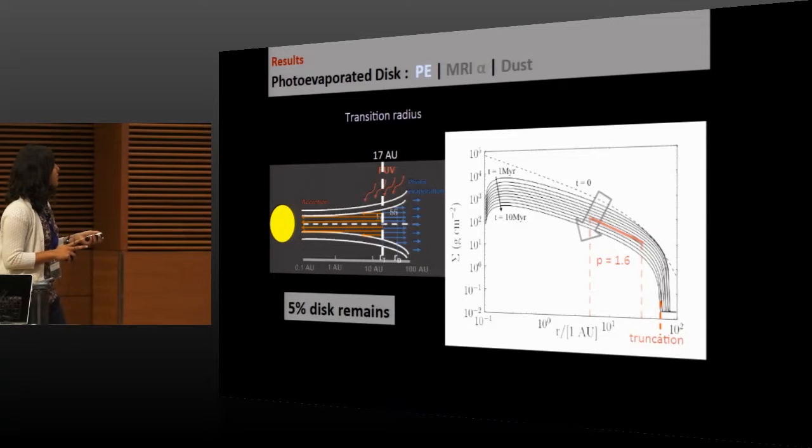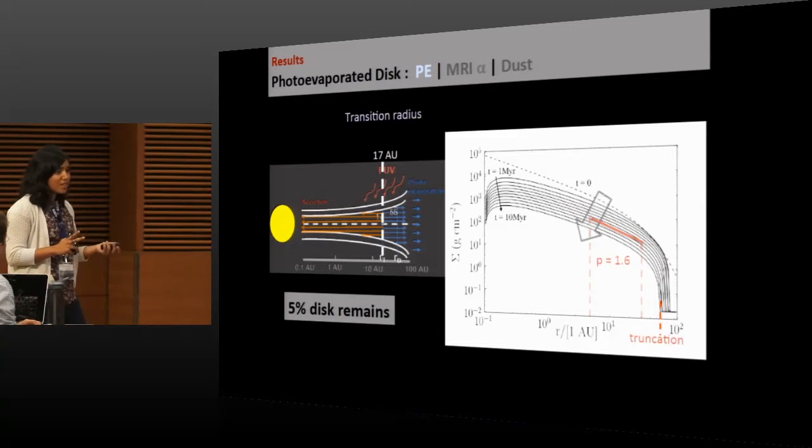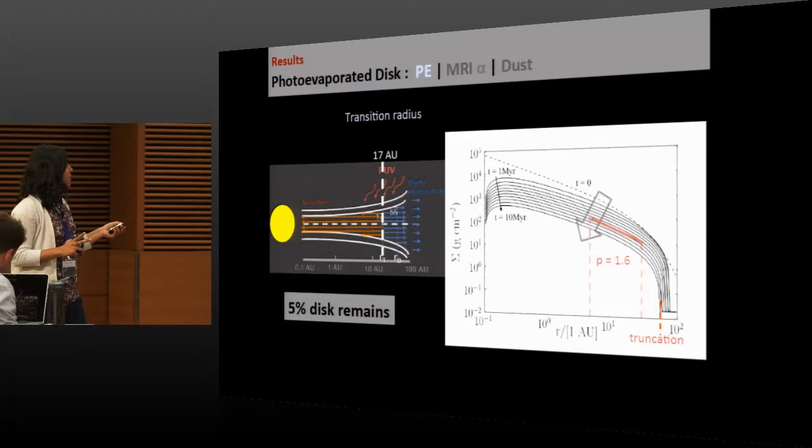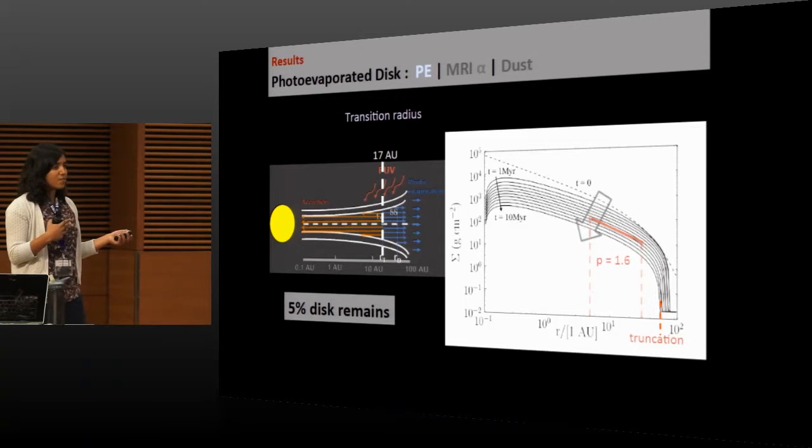The other interesting thing that you can find in this type of disk is the behavior of the transition radius. In a viscously evolving disk, this transition radius usually moves outward with time, and we find that this radius, which is basically the radius where the net mass flow changes from inward accretional flow to outward, moves inward with time, and in this disk, it actually moves as close as 17 AU from the start. So basically what this means is that mass as close as 17 AU is drawn outwards from the outer edge of the disk.